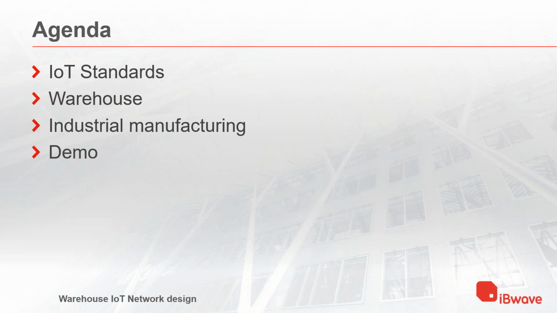On our agenda today is the following. I will be talking about IoT standards. I will give you an overview, and I will focus on the most popular ones. Then we will talk about specifics for designing a Wi-Fi IoT network in a warehouse, and also specifics of designing a Wi-Fi network in industrial manufacturing. And then after that, we will spend about 15 to 20 minutes on a demo that will show effective Wi-Fi IoT design in a warehouse.